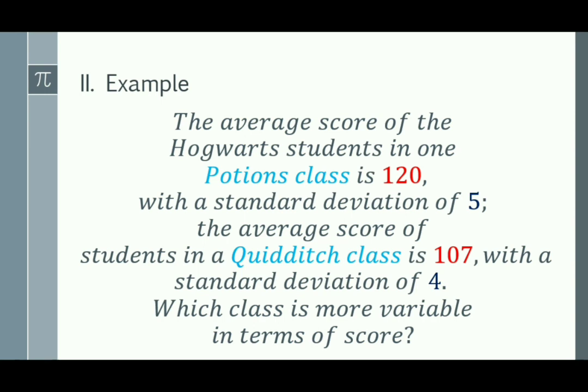So now let's have an example. The average score of a student in one Foshan class is 120 with a standard deviation of 5. The average score of a student in a Quidditch class is 107 with a standard deviation of 4. Which class is more variable in terms of score?